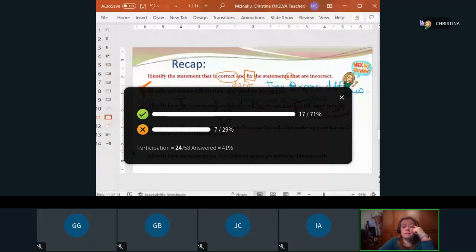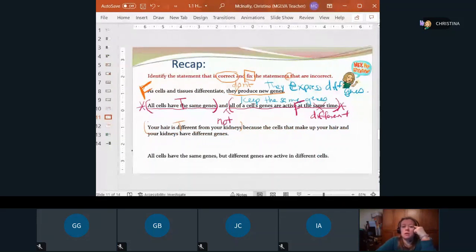All right, let's analyze. Your hair is different. Well, I hope your hair is different from your kidneys. That would be weird. Your hair is different from your kidneys. That part's true. Okay, we can observe that with our eyeballs. Because the cells that make up your hair and your kidneys have different genes. This part is false. This part's true, this part's false. They don't have different genes.